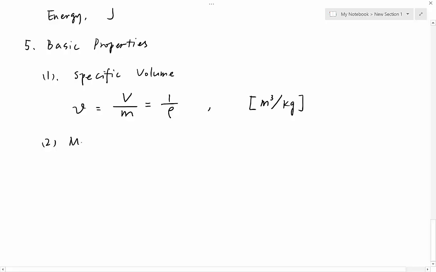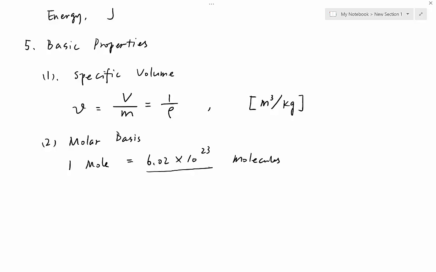The second one is molar basis. Everyone should have learned this in chemistry class. Molar basis. 1 mole is equal to 6.02 times 10 to the 23rd molecules. And this number has a name. The name is Avogadro number. Okay, and then molar number.